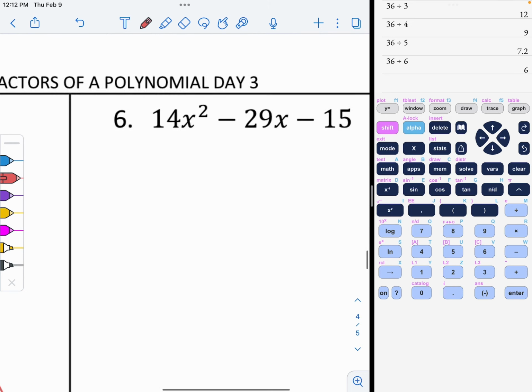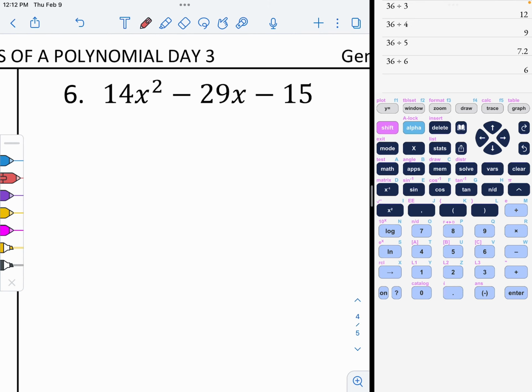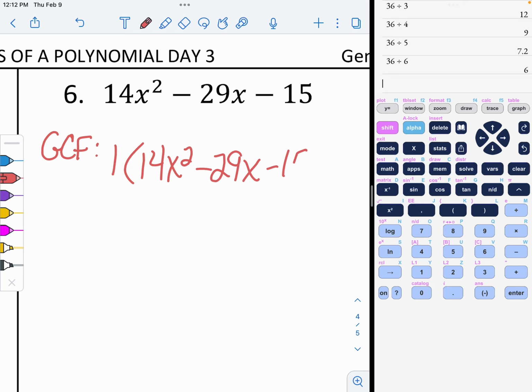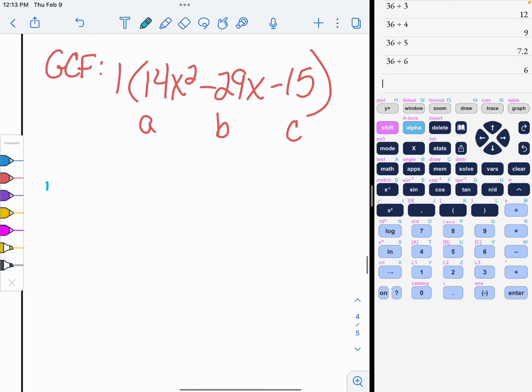Number 6. My GCF, ooh, 29 is prime. Did you know that? I know my GCF is just a 1. So taking out a 1 is useless, but I'm going to do it just for emphasis because usually it's not a 1. I'm going to identify my A, my B, and my C. Aye, aye, aye. You guys ready for some big numbers here? A, C, B.